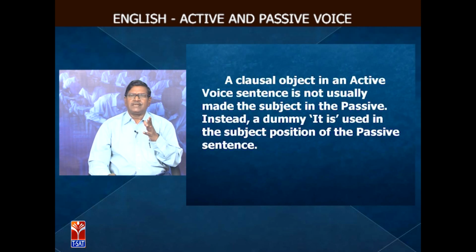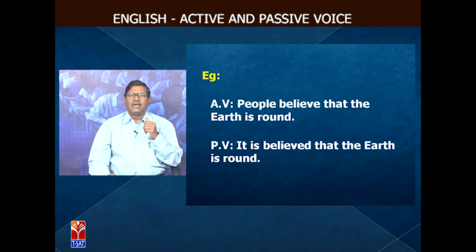A clausal object in an active voice is not usually made the subject in the passive. Instead, a dummy 'it' is used in the subject position of the passive sentence. For instance, people believe that earth is round. So, what is the object here? That earth is round is the clause. People believe it. What is it? It is that the earth is round. Therefore, it is believed that the earth is round.